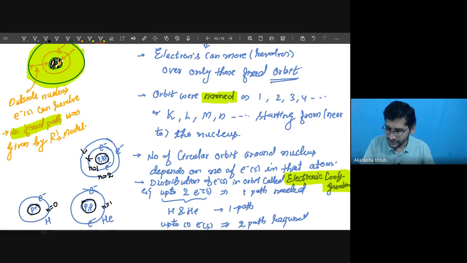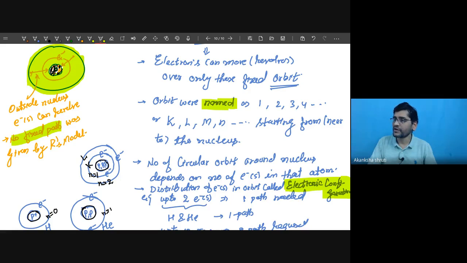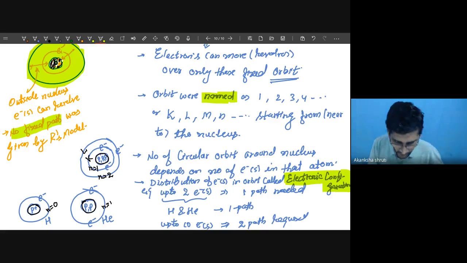So that's why this is the most successful model, which was able to explain all the queries of the scientists and all the observations. But later on, certain limitations were also found with this model. And nowadays, the orbital model or molecular model is given. That concept we will learn in class 11th and 12th. So we are going to write all these things point by point.